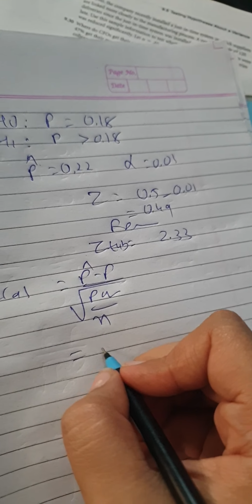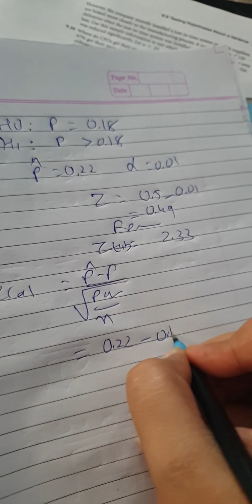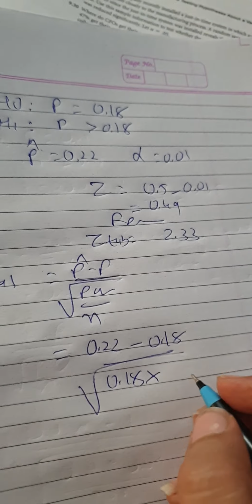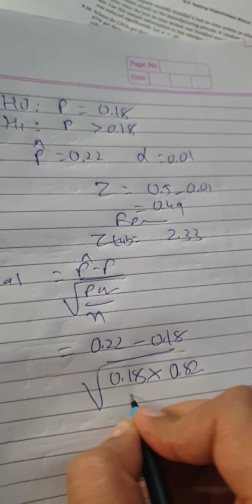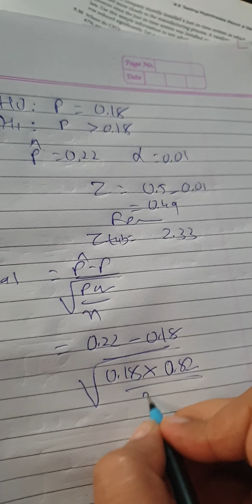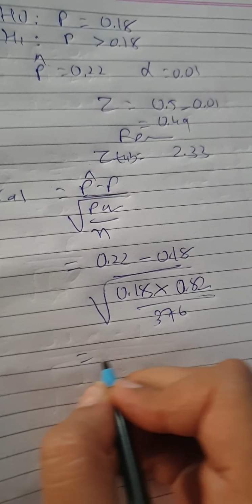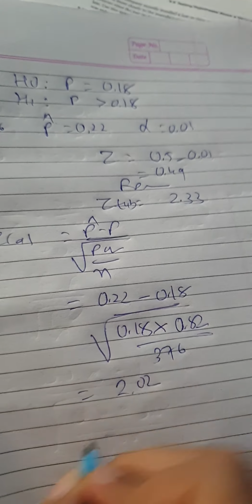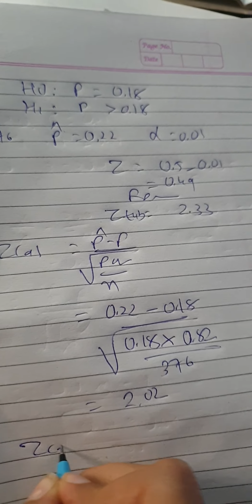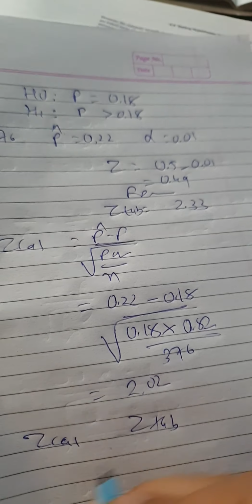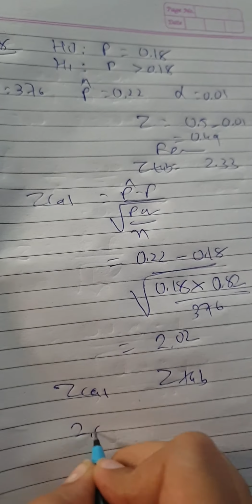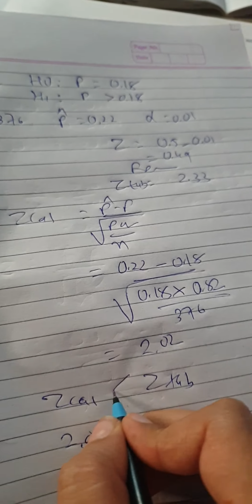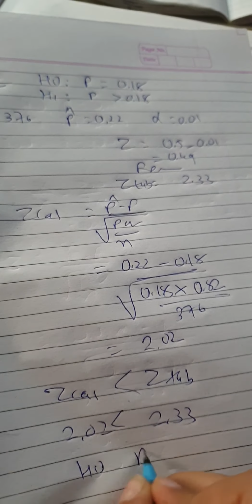Now z calculated value is p cap minus p upon root of p into q upon n. So your p cap is 0.22 minus 0.18 upon 0.18 into 0.82 upon n, which is 376. So your answer will be 2.02. So z calculated 2.02, z tabular 2.33. So table value is more, so H0 is accepted.